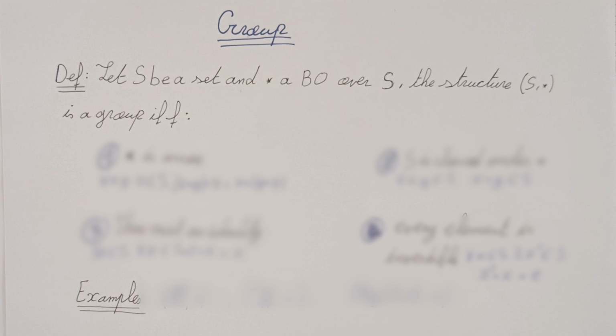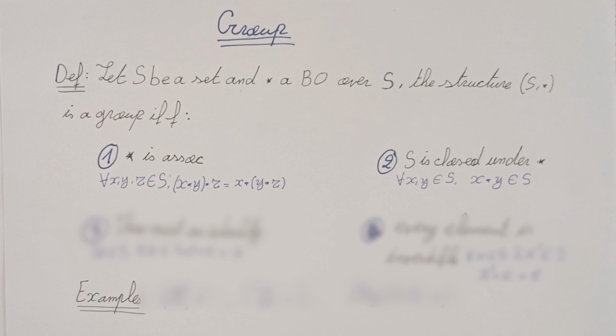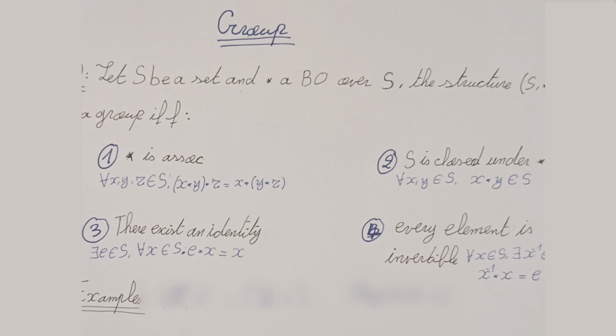Now we move on to uncover the main concept of this lesson, which is the concept of groups. A group is defined as a structure that satisfies the following criteria. The operation must be associative. The set must be closed under the operation. There should be an identity element in the set, and every element in the set must be invertible. Examples of this are the set of non-zero reals with multiplication, integers with addition, and bijective functions with composition.